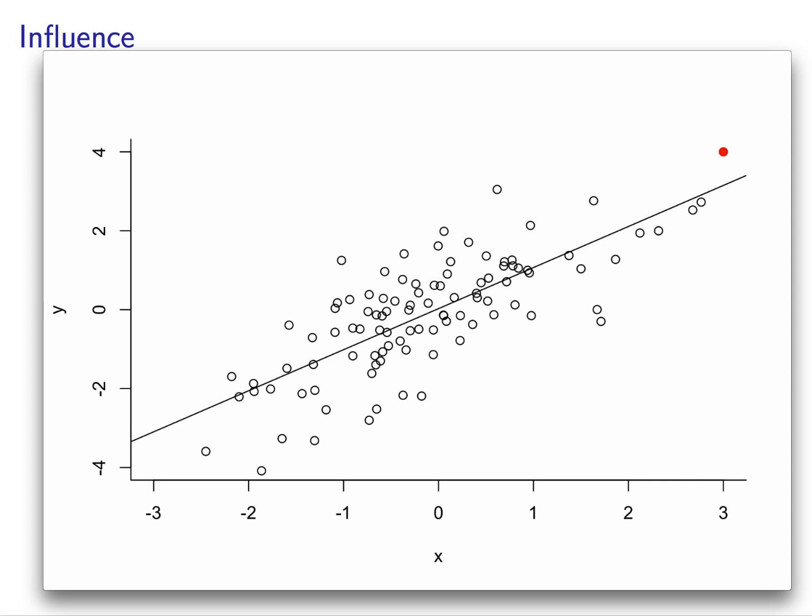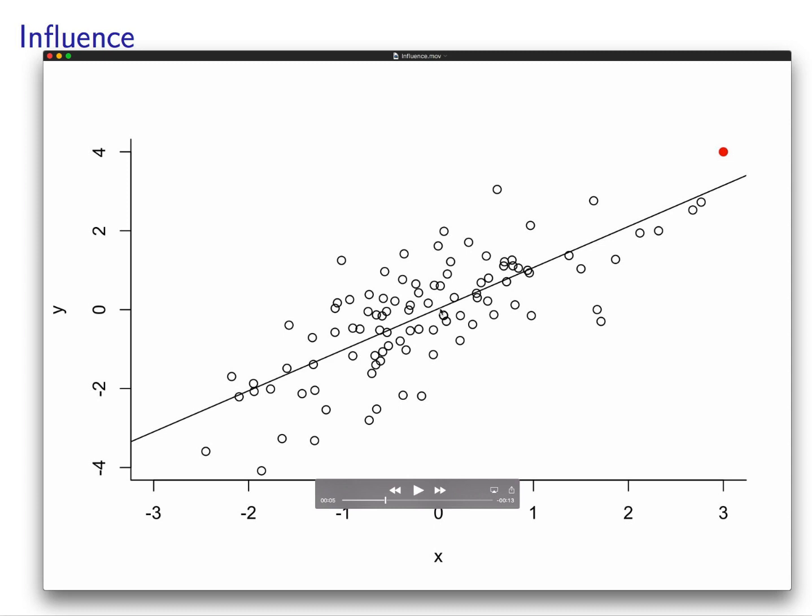The most influential observations will be those that are far from the mean. The regression line will pass through the mean of x and the mean of y, and the regression line will tend to pivot around that point. This point here passes through the mean of x and the mean of y.